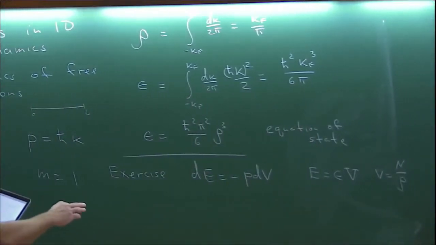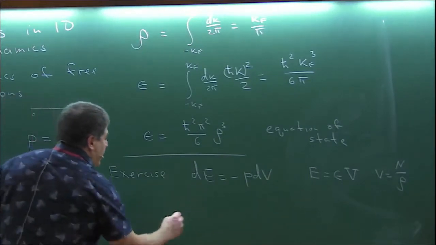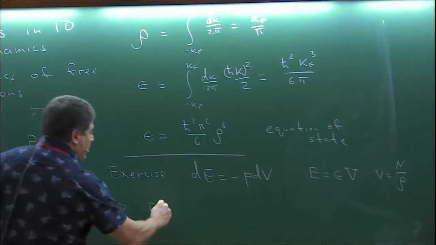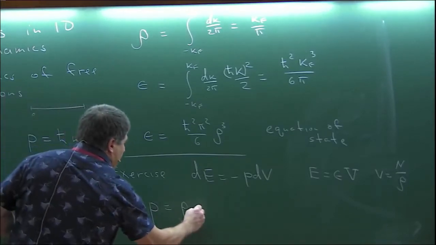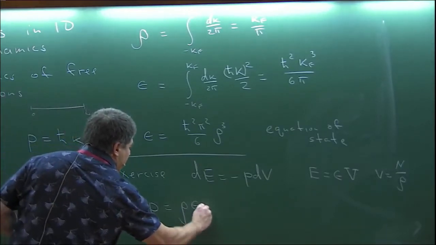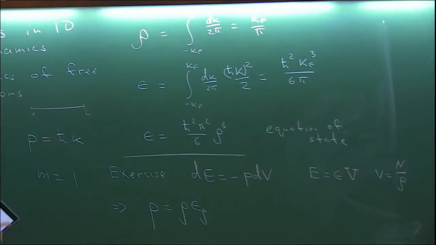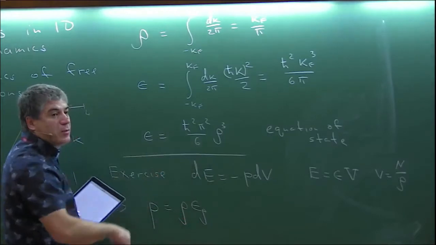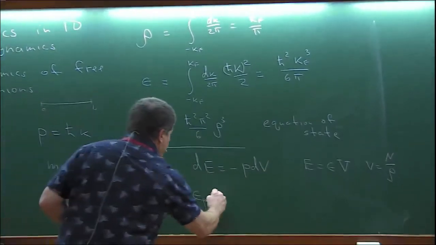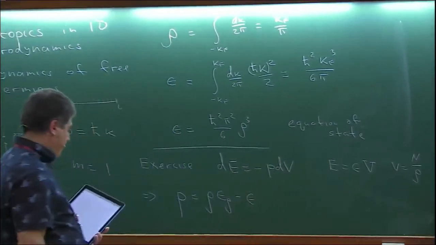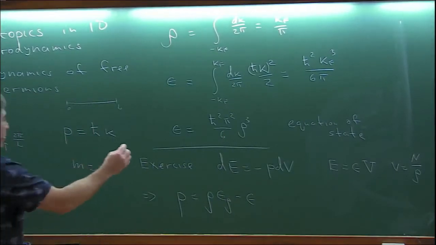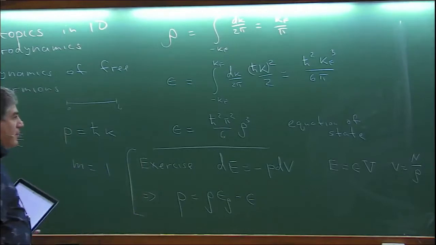So the exercise is to derive that it follows from this expression that pressure actually equals density multiplied by the derivative of the equation of state with respect to density. This epsilon rho means that I have to take this and differentiate it with respect to rho minus epsilon. That's an exercise. This is purely a thermodynamic exercise.